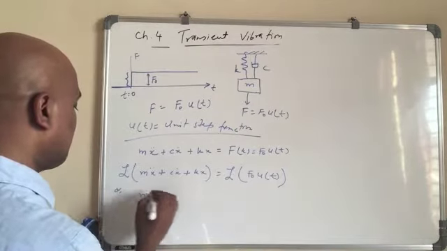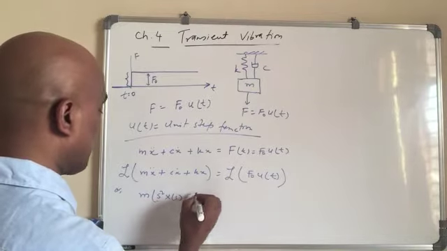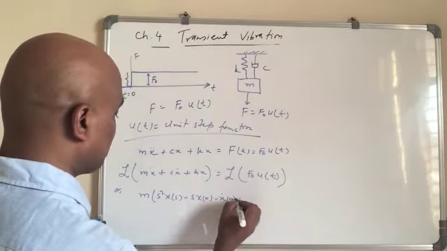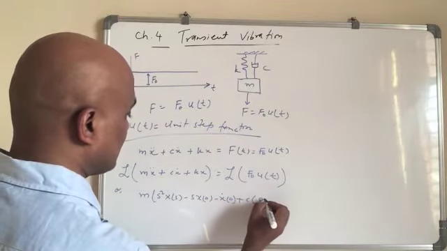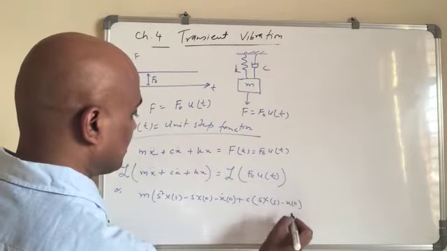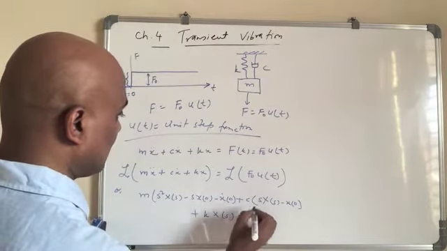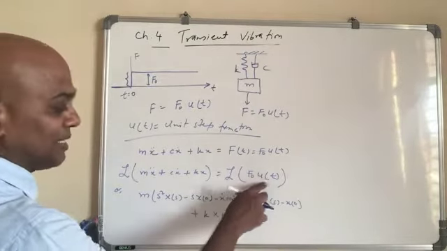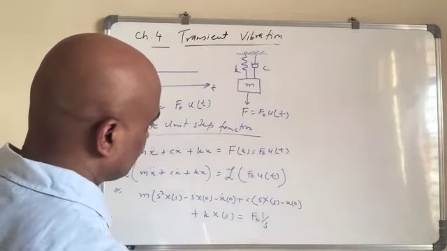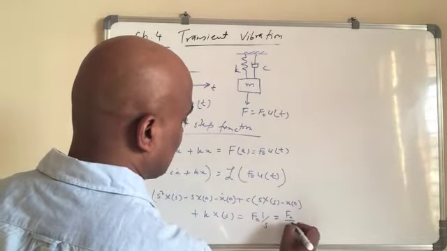Or you say m, then s square X(s) minus s x0 minus x dot 0 plus c s X(s) minus x0, then plus k X(s) equal to f naught, and the Laplace transform of u(t) is nothing but 1 over s, which is equal to f naught over s.